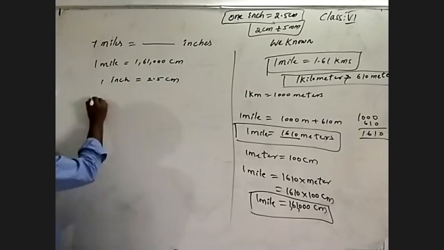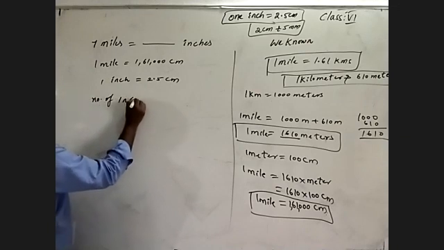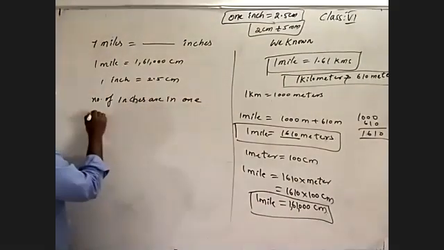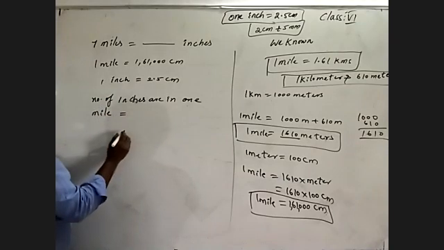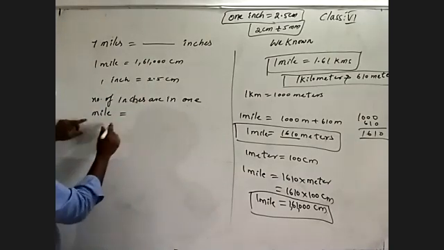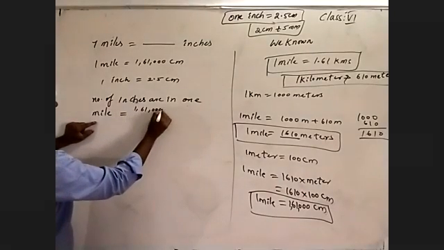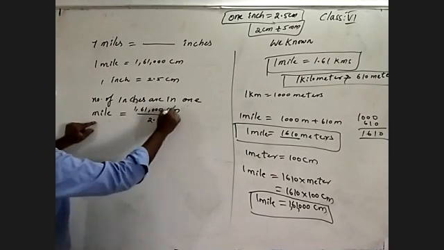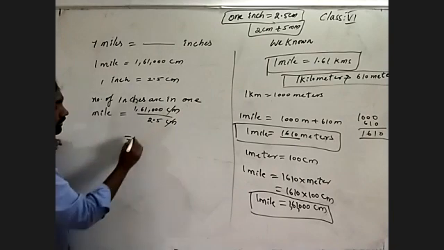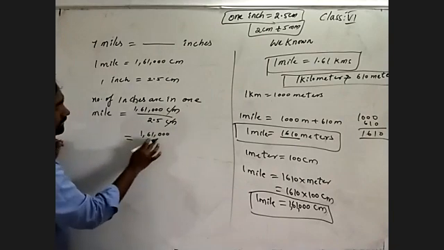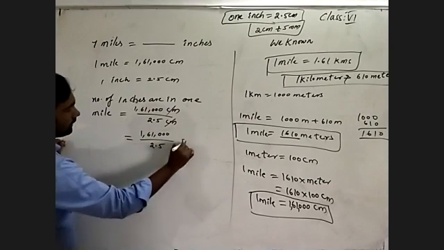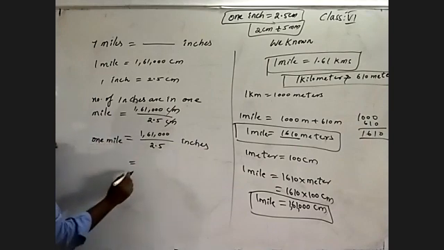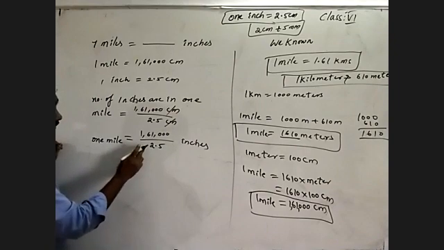The number of inches in 1 mile is equal to the total centimeters for 1 mile, 1,61,000 centimeters, divided by the centimeters for 1 inch, 2.5 centimeters. Thus we can get the inches. So 1,61,000 divided by 2.5 inches per 1 mile.